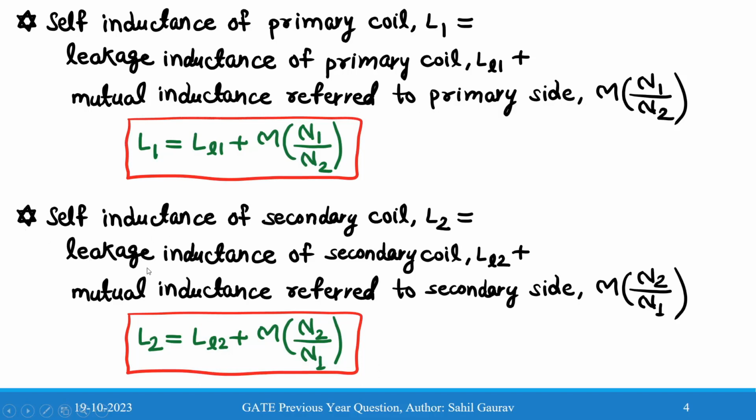Now coming to the second point, that is the self inductance of the secondary coil L2, that is the leakage inductance of the secondary coil LL2 plus the mutual inductance referred to the secondary side. Therefore, you will write the self-inductance of the secondary coil L2 as LL2 plus M into N2 divided by N1.